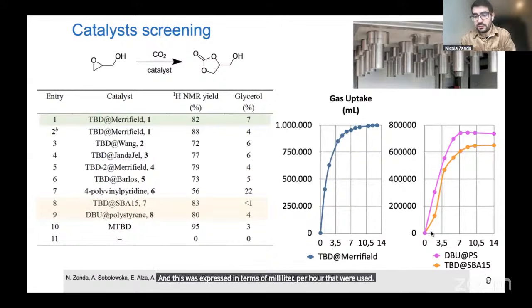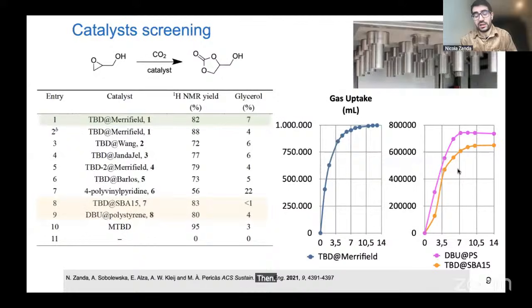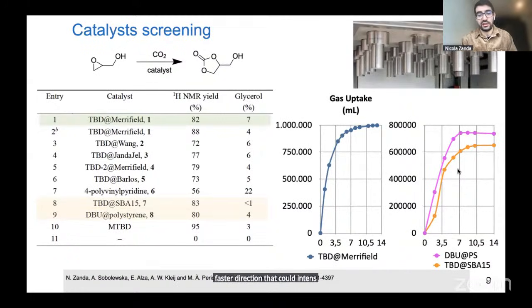Instead, the TBD supported on mesoporous silica, even though at the end it was achieving similar conversions in most of the experiments, has slower kinetics. And since we wanted to transfer this reaction to flow, we were more interested in a faster reaction that could intensify the process in an easier way.